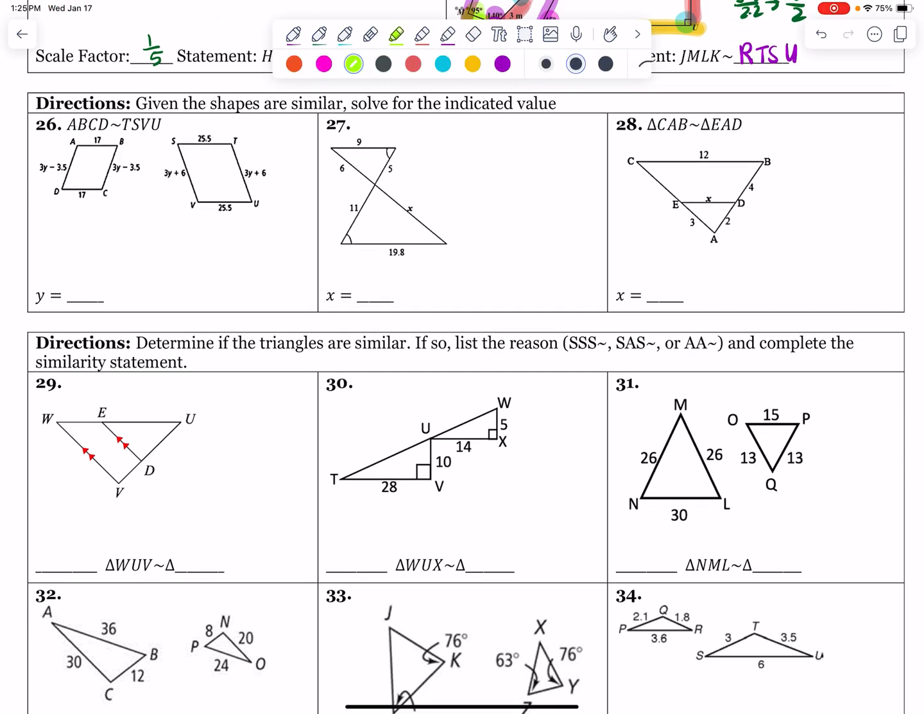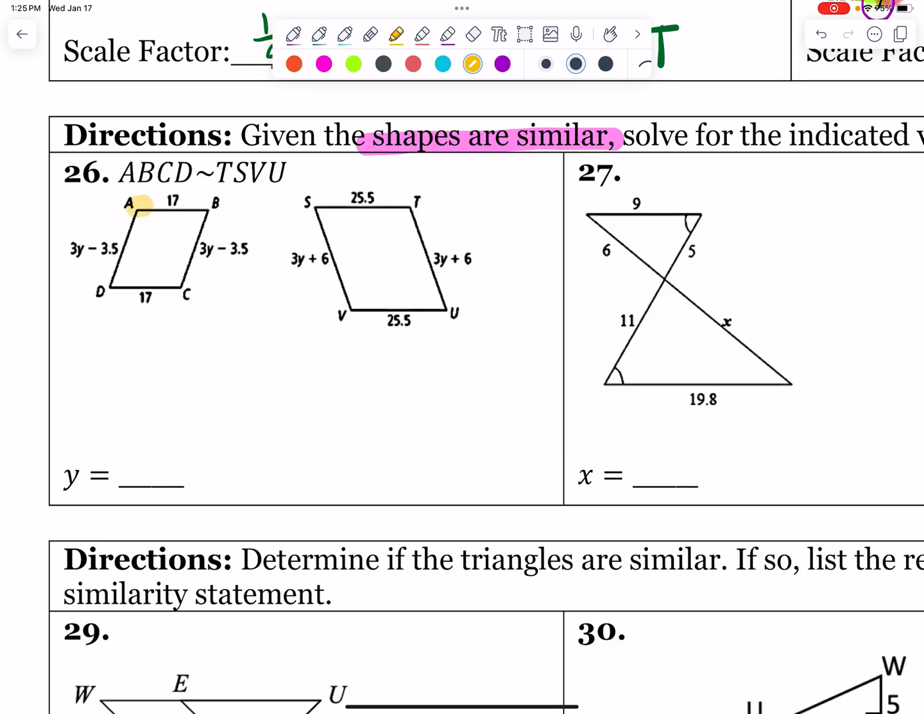All right, so let's start with a set of directions because this is important. It says given the shapes are similar, so that's important. If the shapes are similar, we can use scale factors to find unknown ratios, so solve for the indicated value. So let's look in this picture at what's already in the same spot. AB is the first 2 letters. Who is that corresponding to? TS. So these are also the same. So we are given that they are similar, and we want to solve for the unknown value.